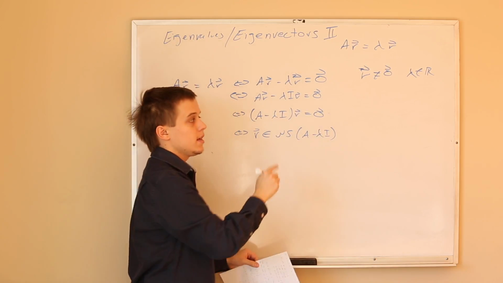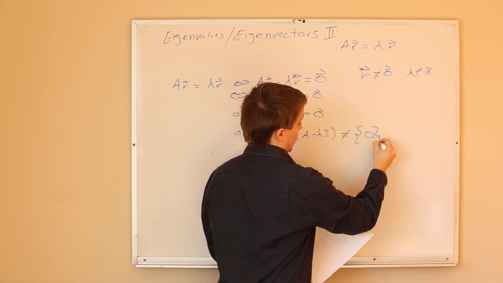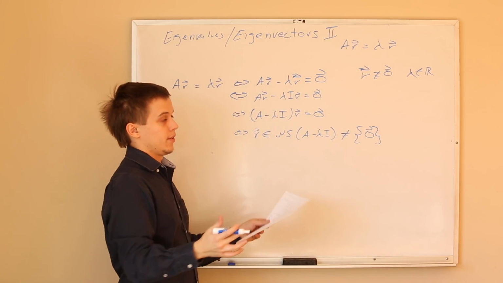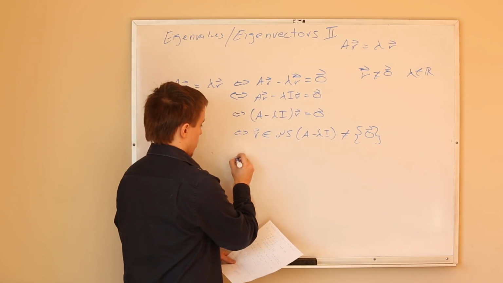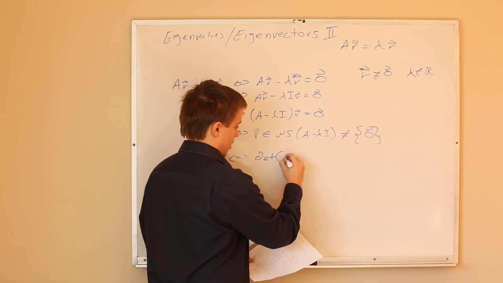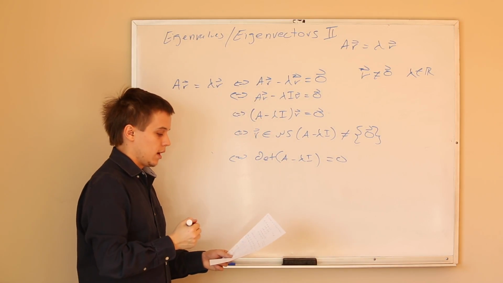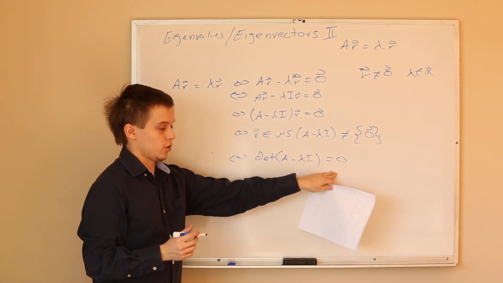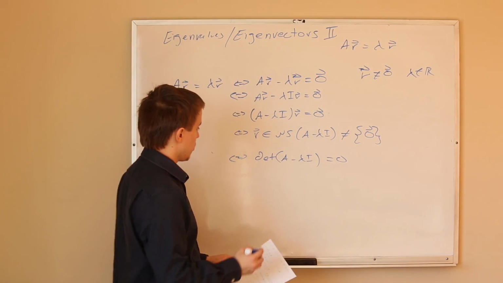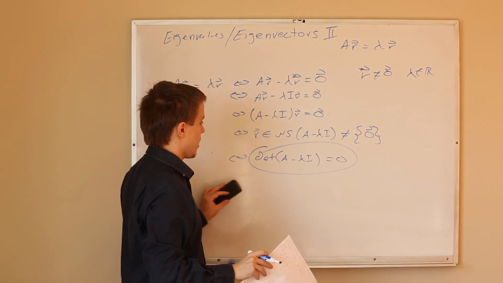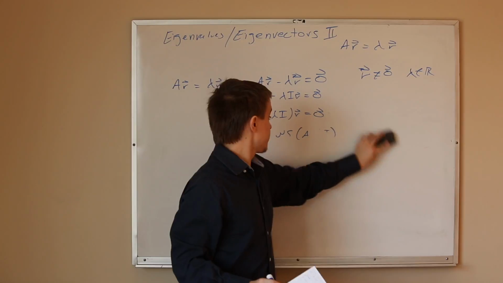Now, we also assume that v is not the 0 vector, therefore the null space cannot be equal to just the 0 vector. So therefore, it has a dimension of at least 1. And since it has a dimension of at least 1, we know that the determinant of A minus lambda I is equal to 0. And for the astute, you'll also notice that since this is true, A minus lambda I is not an invertible matrix. So let's look at this equation. It's a very interesting equation, and it will actually help us find the eigenvalues for any A, if they exist.